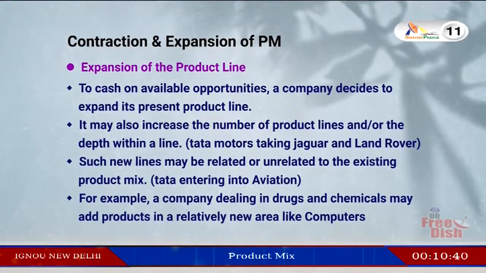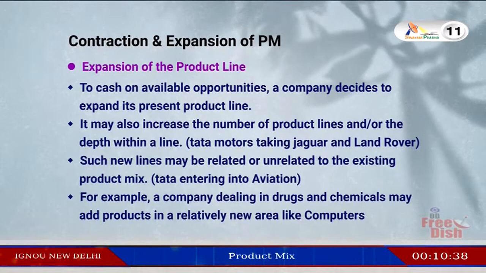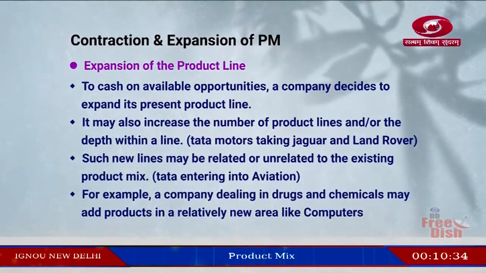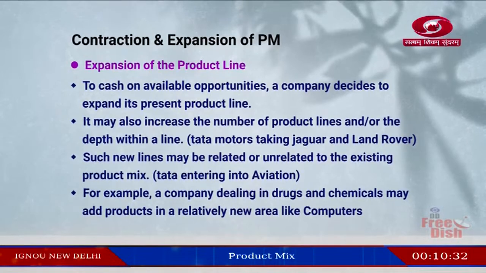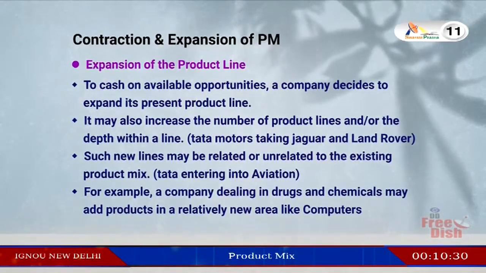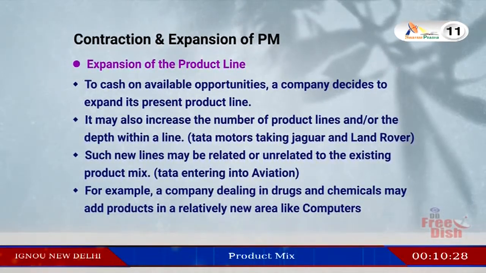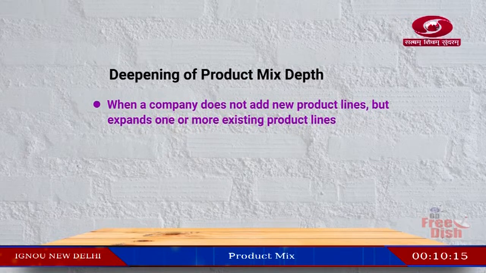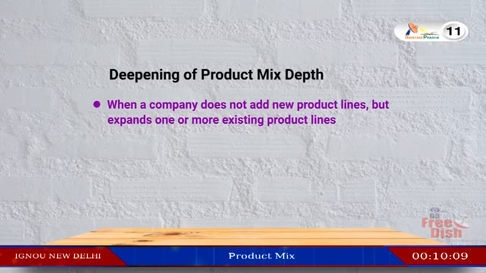Now again, the expansion can be related or unrelated. If the product lines are related to the product line which is already existing, that will be related expansion of the product mix. But if the products are unrelated, as in the example we have seen here, then it becomes unrelated. When a company does not add new product lines but expands one or more existing product lines, it becomes deepening of product mix depth.